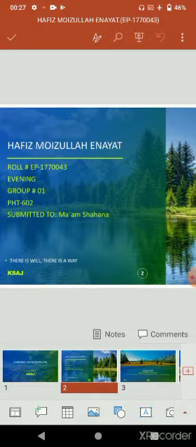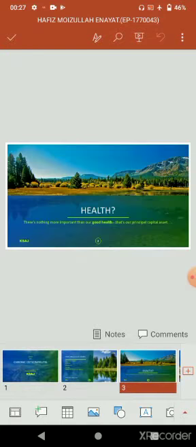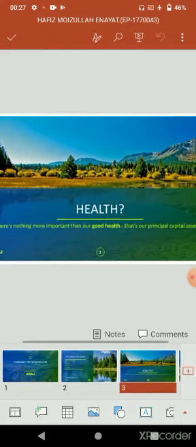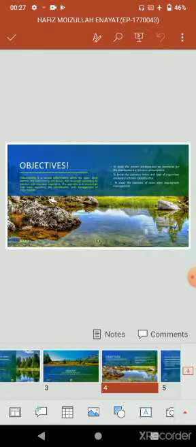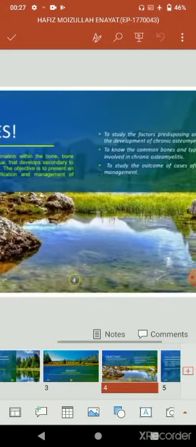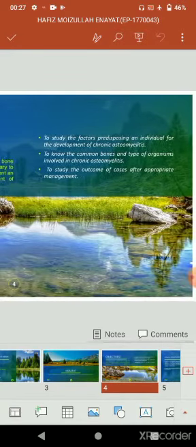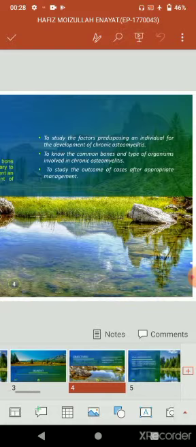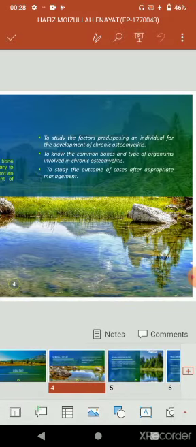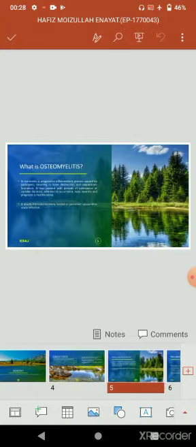Today I am going to explain chronic osteomyelitis. First we see the objectives: to study the factors predisposing an individual for the development of chronic osteomyelitis, to know the common bones and type of organisms involved in chronic osteomyelitis, to study the outcome of cases after appropriate management.